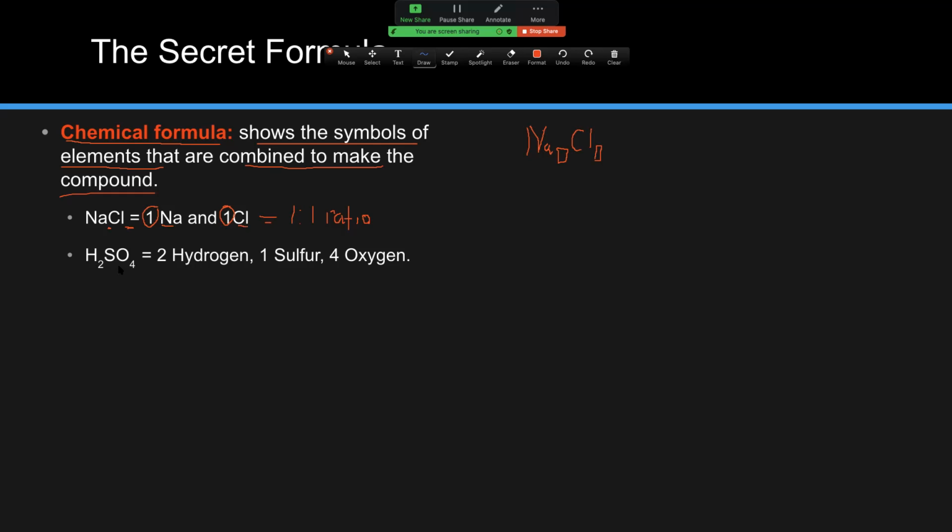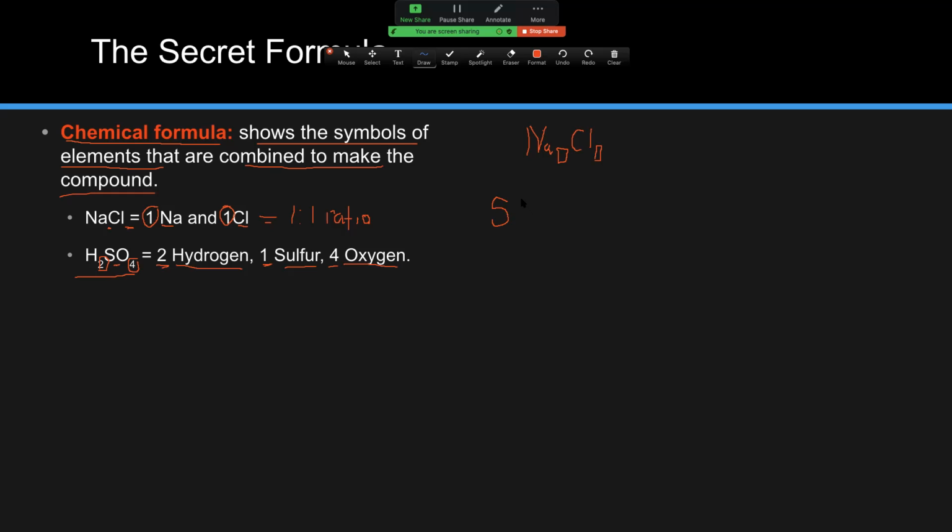This is sulfuric acid. So you see now this one has these subscripts here. This sulfur doesn't have one, and then this oxygen has a 4. So this means you have 2 hydrogens, 1 sulfur because there's no number there, so we assume 1, and 4 oxygen. All right.